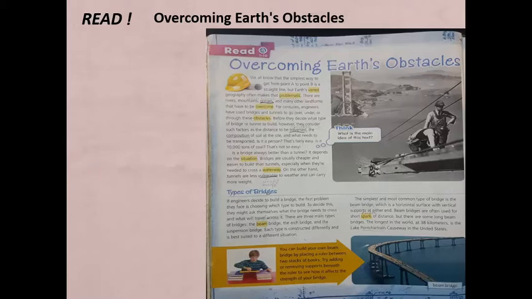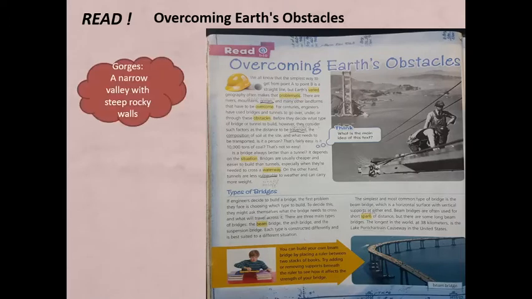So let's begin. We all know that the simplest way to get from point A to point B is a straight line, but Earth's varied geography often makes that problematic. There are rivers, mountains, gorges, and many other landforms that have to be overcome. For centuries, engineers have used bridges and tunnels to go over, under, or through these obstacles. Before they decide what type of bridge or tunnel to build, however, they consider such factors as the distance to be traversed, the composition of soil at the site, and what needs to be transported.